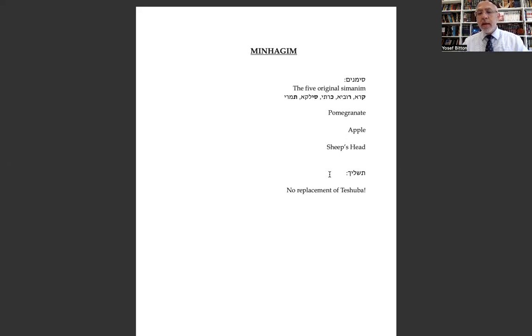So what are the minhagim, the traditions? I am going to present them to you in a hierarchical way, which for me means which of these minhagim are more in the Gemara, in the Talmud, and which are the minhagim that developed a little later. So the first one is that at night, it's like during the day of Rosh Hashanah, the court is in session in the morning.